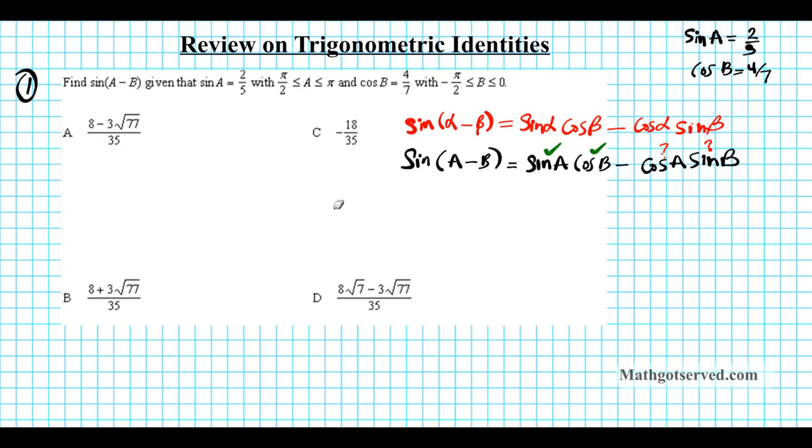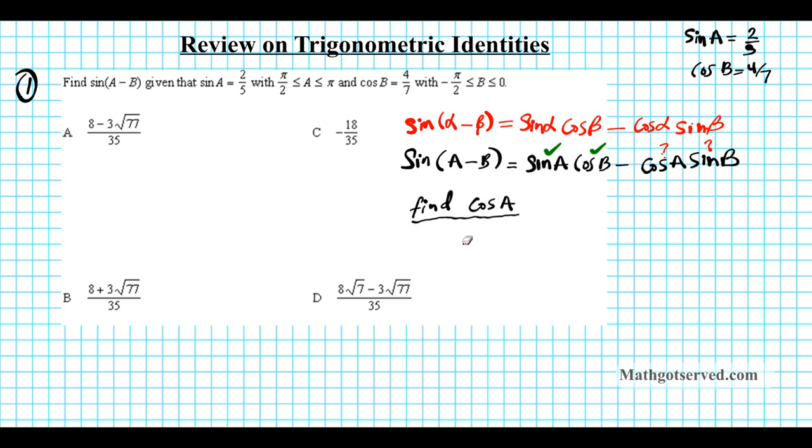So we have to find the other two. Okay, so let's start off by finding cosine A first. Now, how do we find cosine A? Well, we can use the Pythagorean identity to find cosine A from sine A.